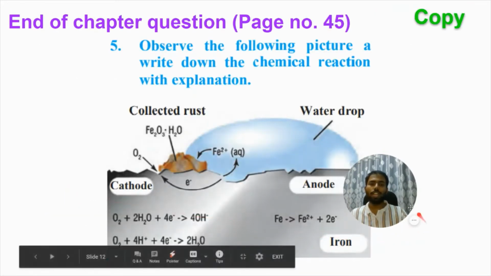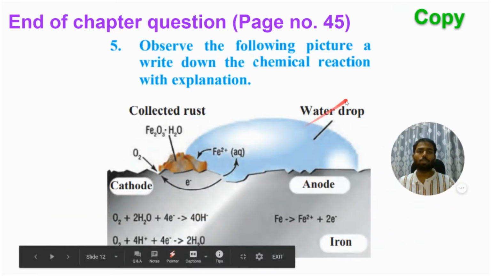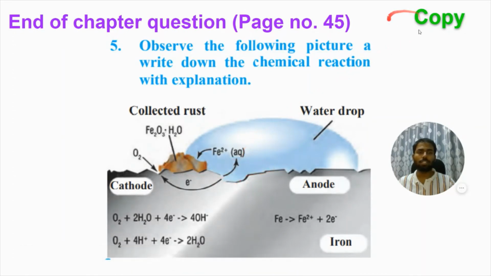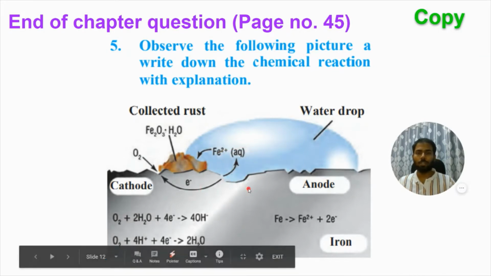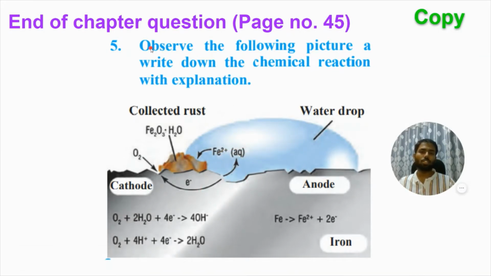Okay, so there is an end of chapter question given in your textbook. Don't copy this diagram, okay? I've written "copy" over here, so only write the question, but don't copy this diagram. The question says, observe the following picture and write down the chemical reaction with explanation.